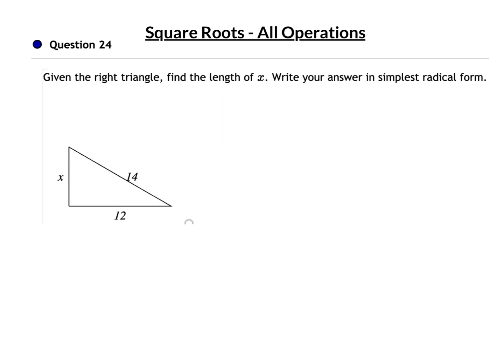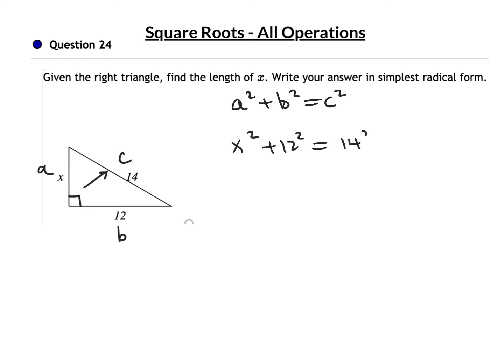Question 24, the last example, is Pythagorean theorem. Remember, we say a squared plus b squared equals c squared, where c is the hypotenuse, always opposite the right angle. We know that a and b, they can be interchanged. I can make them b and a, it doesn't matter. That means I'm going to get x squared plus 12 squared equals 14 squared.